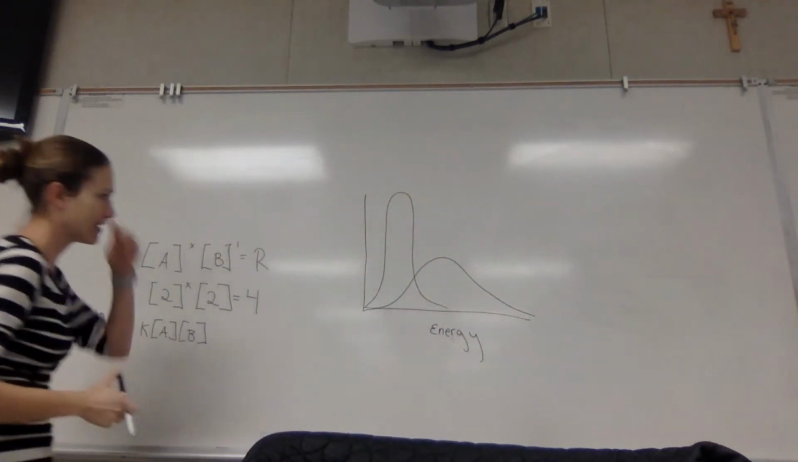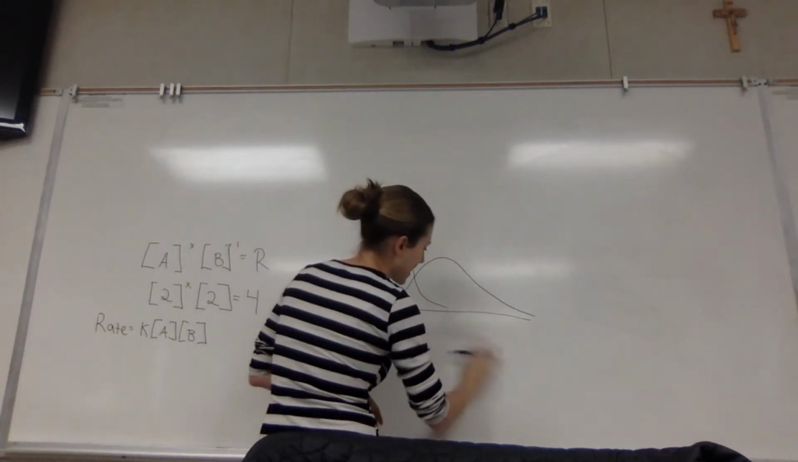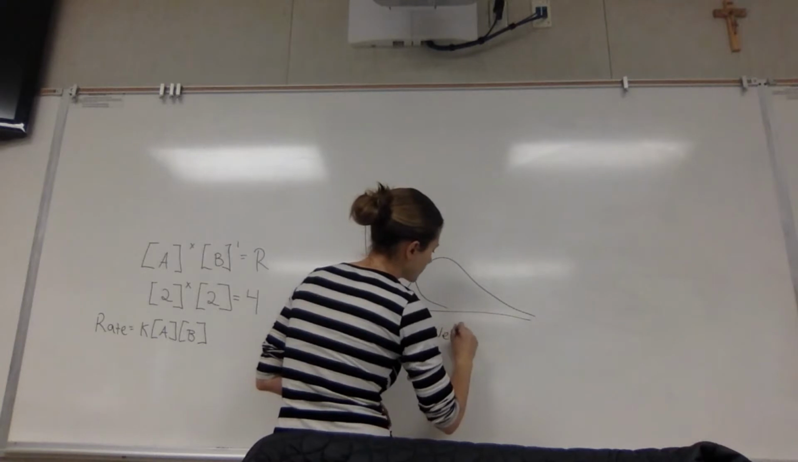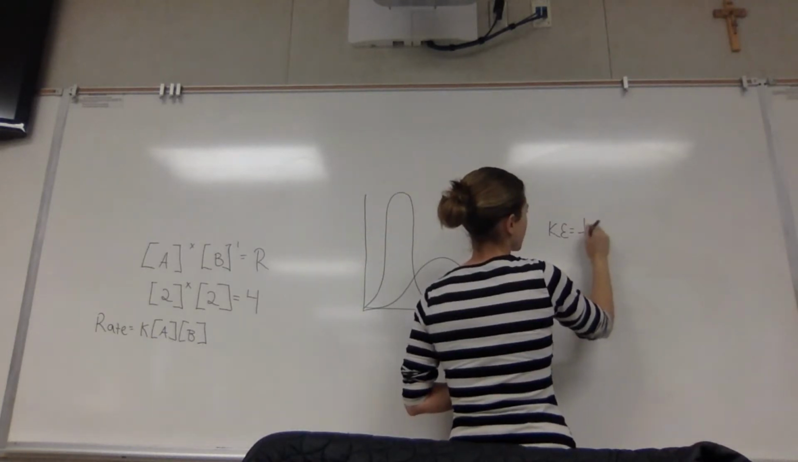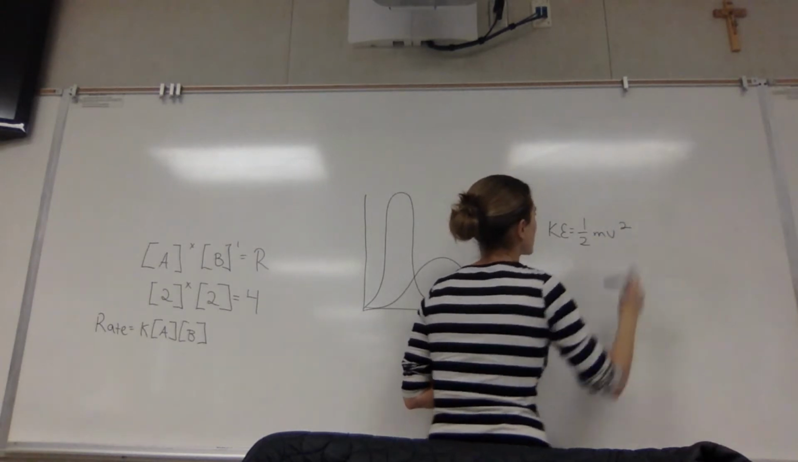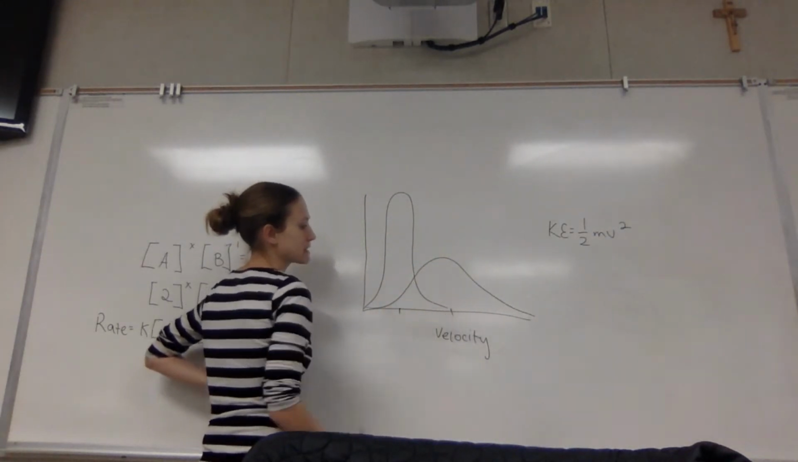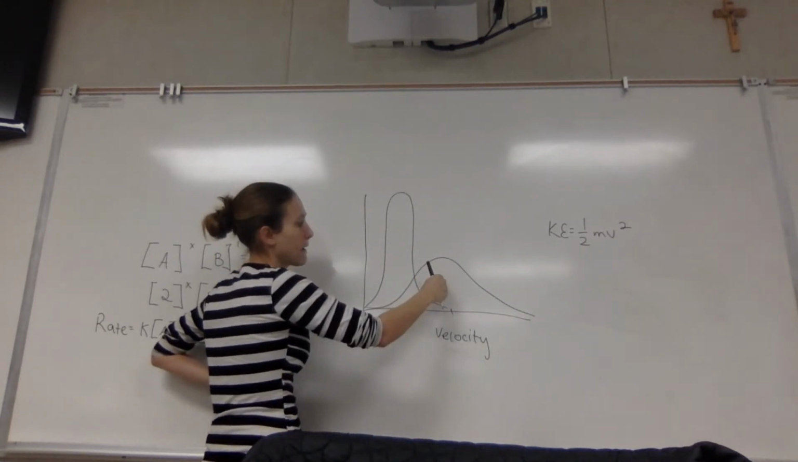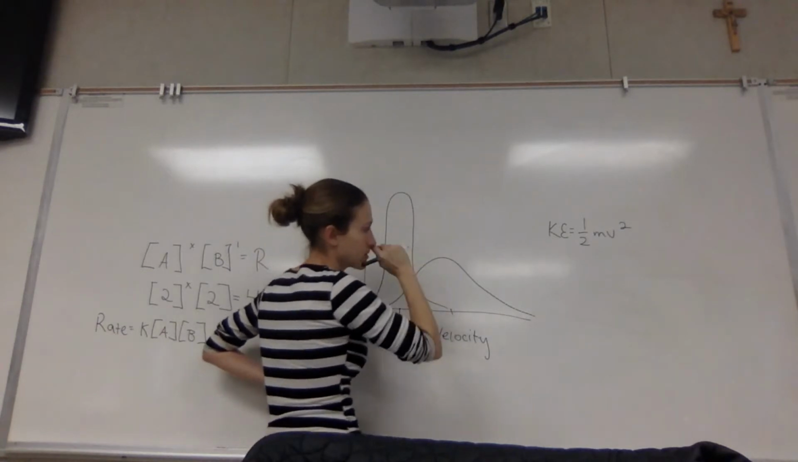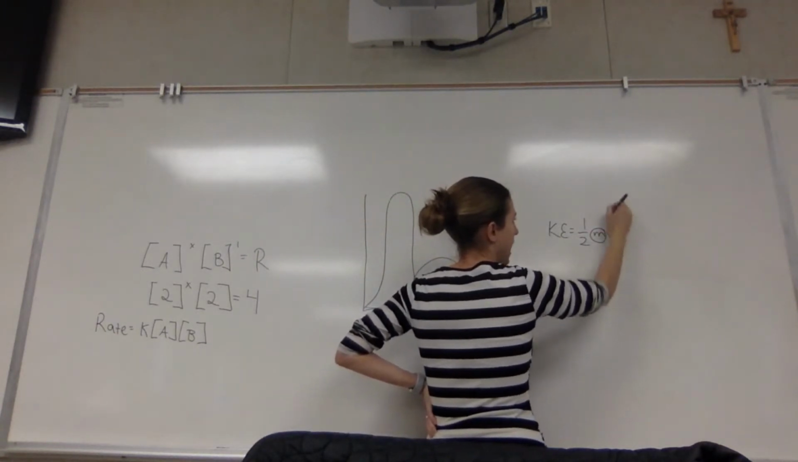Someone had asked, I can't remember who it was. Actually, it was Mina. Good job. Mina, if this was velocity, remember, kinetic energy is 1/2 mv squared. Which of these curves would be for a smaller particle, A or B? B, because the smaller your particle, the smaller the mass, the higher the velocity.